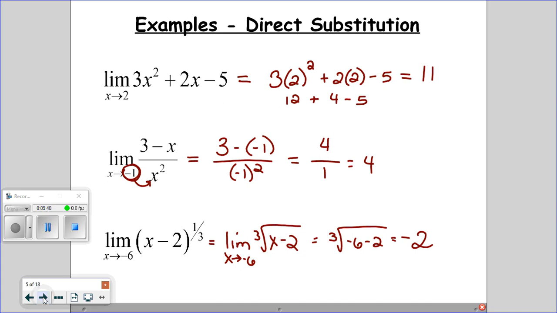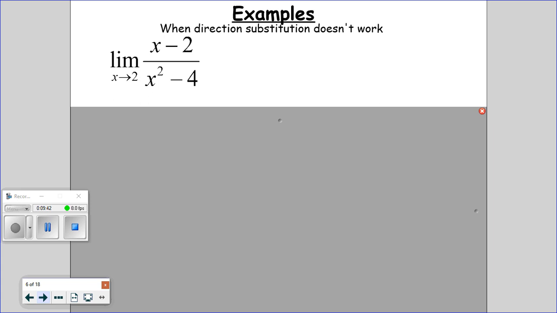Let's look at a couple things that we can do when we can't initially do direct substitution. Some things you can try to clean up the problems and potentially still be allowed to direct substitute. We can't initially on this problem because if I were to put 2 into the denominator, we would get a 0. 2 squared is 4, minus 4 is 0. We cannot do direct substitution, but the problem's not over.